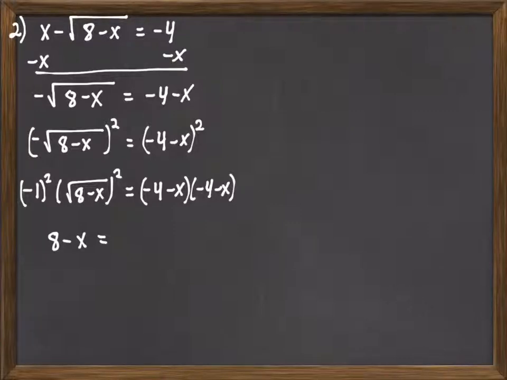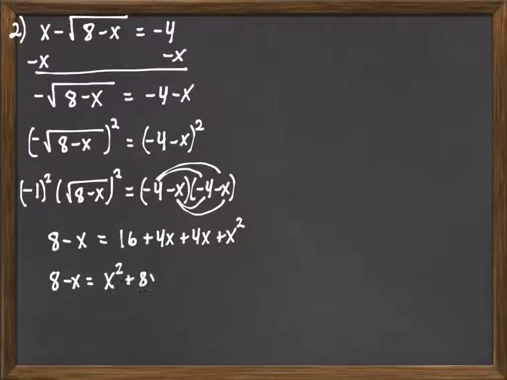On the other side now, we start to distribute. Negative 4 times negative 4 would be 16. Negative 4 times negative x would make that plus 4x. Negative x times negative 4 would be plus 4x. And then finally, negative x times negative x would be x squared. And then we proceed, we see here we have some like terms, 4x's, so we combine like terms. And then I'm just rearranging it so that the x squared is first.